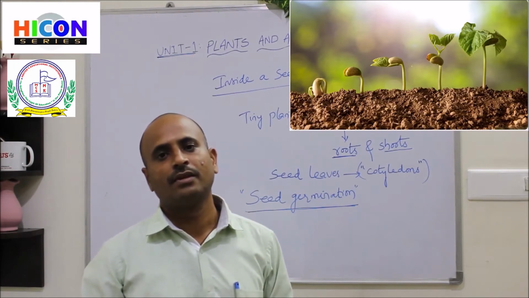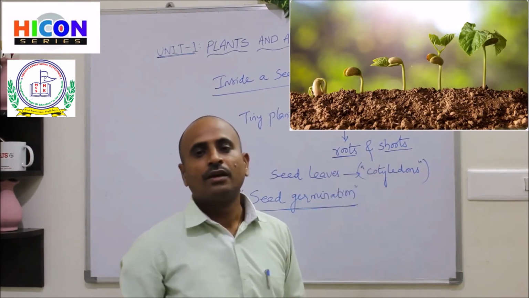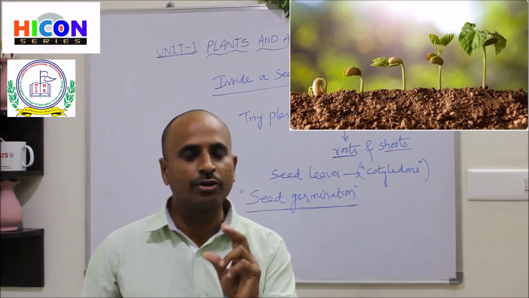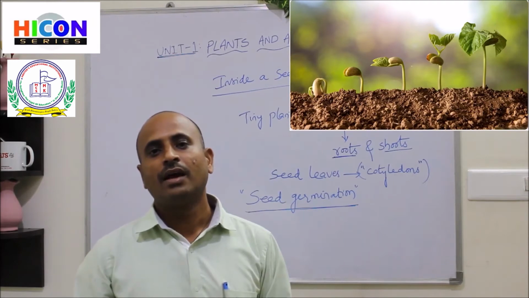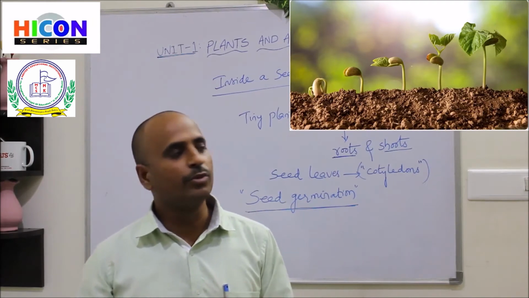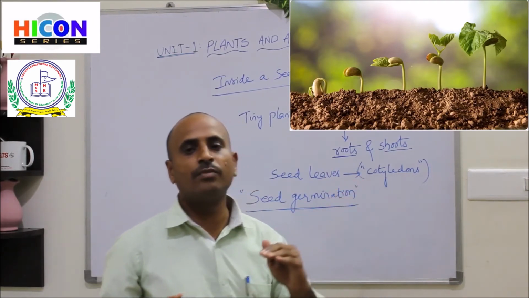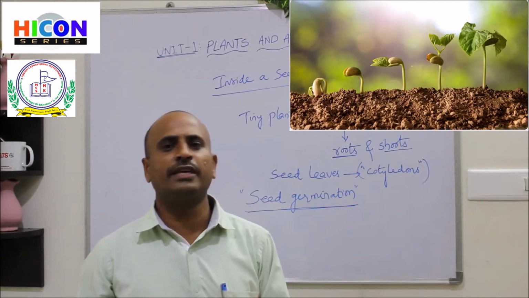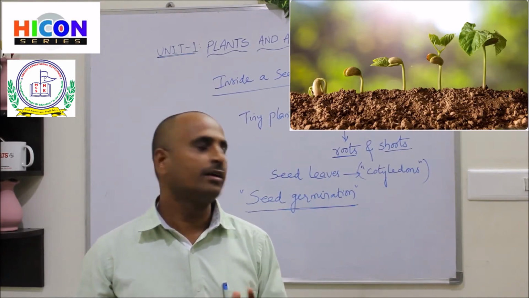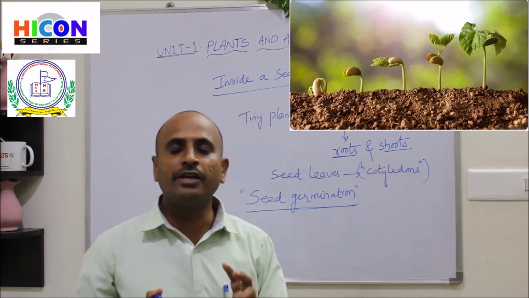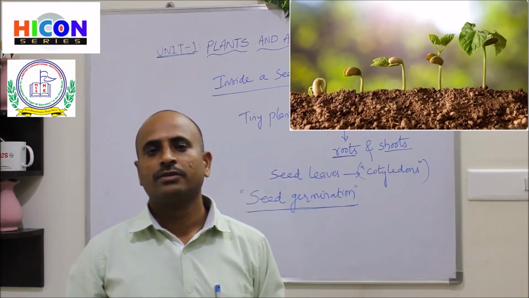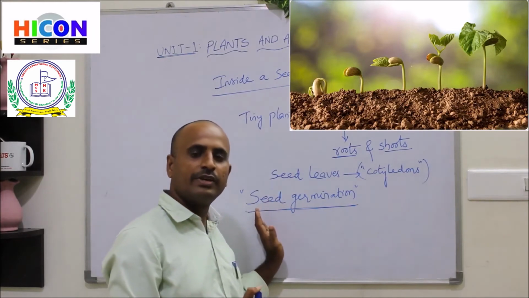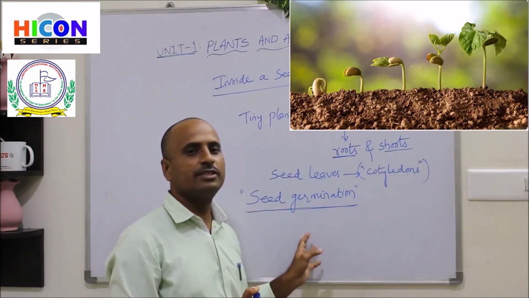In the third stage, the hard outer layer around the seed, that means the seed coat, will be removed, and the cotyledons come outside the soil. In the fourth stage, the cotyledons and the shoots are converted into leaves. These are the different stages of conversion of a seed into a plant. This is called seed germination.